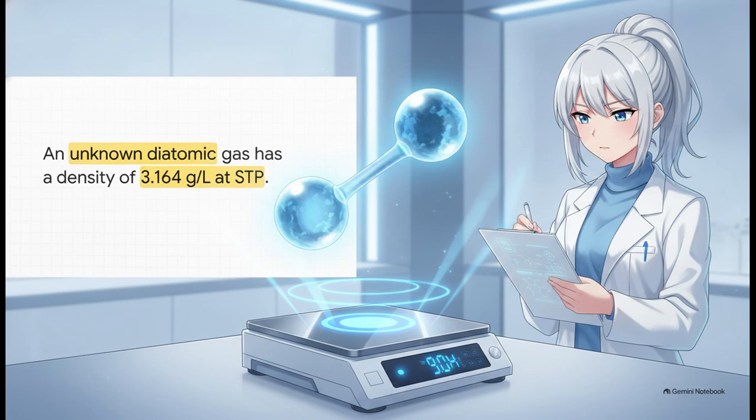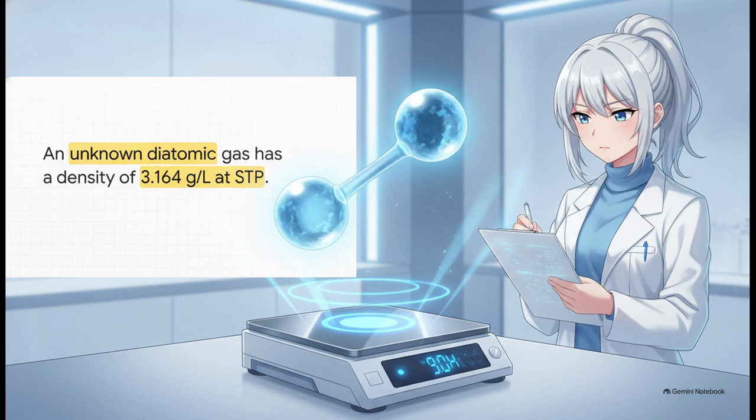All right, here's our very first mystery. Let's say an unknown diatomic gas, meaning its molecules are made of 2 atoms bonded together, has a measured density of 3.164 grams per liter. Crucially, notice that we are operating at STP. Because we're at standard temperature and pressure, we don't even need to use the full ideal gas law. We can just use the ultimate shortcut.